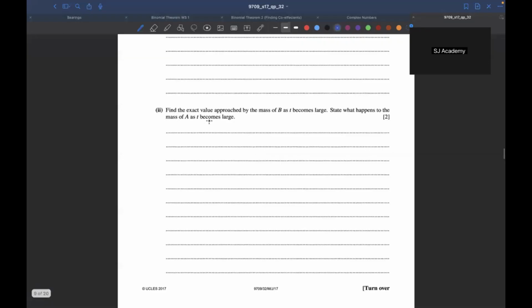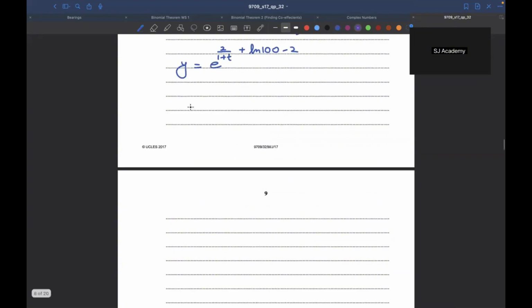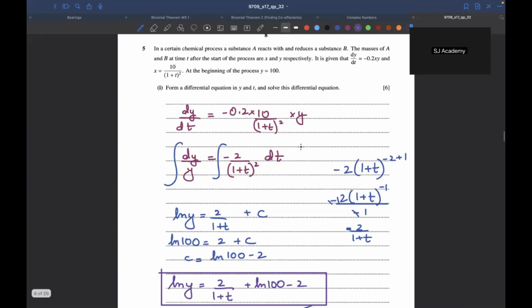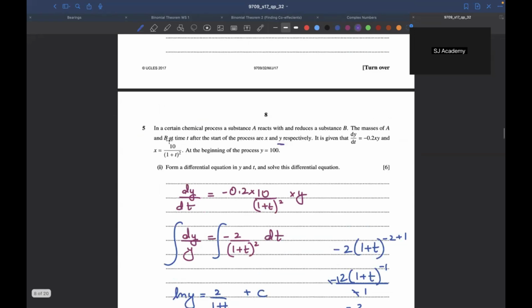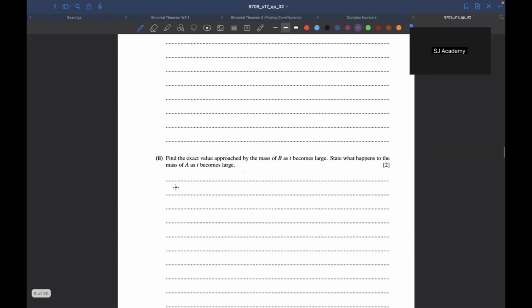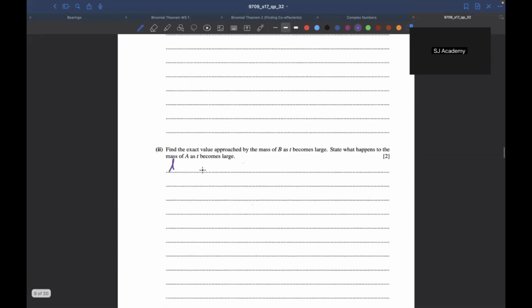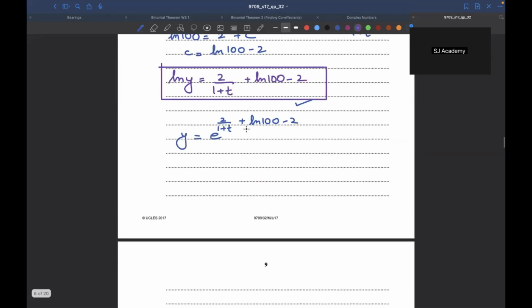In part 2, it says find the exact value approached by the mass of B as t becomes large. State what happens to the mass of A as t becomes large. Now we know that y represents the mass of B and x represents the mass of A. So we know that ln y is equal to 2 upon 1 plus t plus ln 100 minus 2.